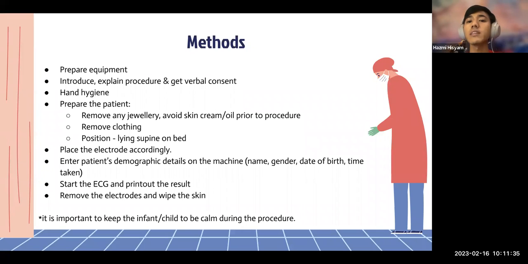And then after we start the ECG, we wait until the graph stabilizes, and then we print out when we are satisfied with the ECG, and then we remove the electrodes and wipe the skin. And it is important in pediatrics to make sure that the infant and child are calm during the procedure, or else it can interfere with the result.